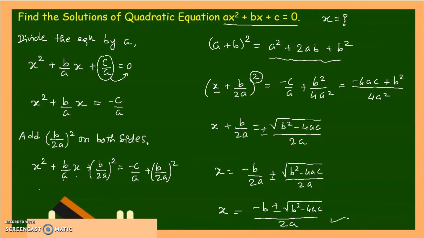To find the solution of any quadratic equation, we can use this formula. Here this b square minus 4ac is also known as D, that is the discriminant. Or we can rewrite this equation as x equal to minus b plus or minus square root of D divided by 2a. So this is how we can derive the quadratic formula.